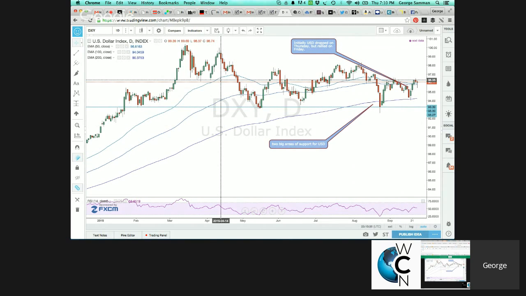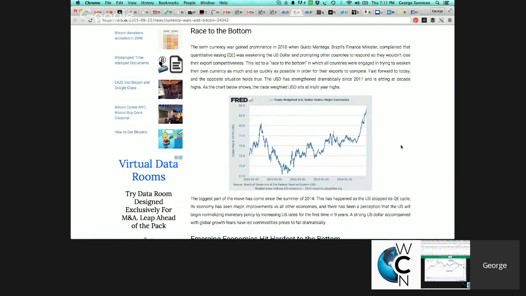Now I'm just going to talk about what the strong U.S. dollar has done to emerging market economies and how bad it's really been, and the reasons why. I wrote an article about this the other day, so I'm just going to talk about the charts.